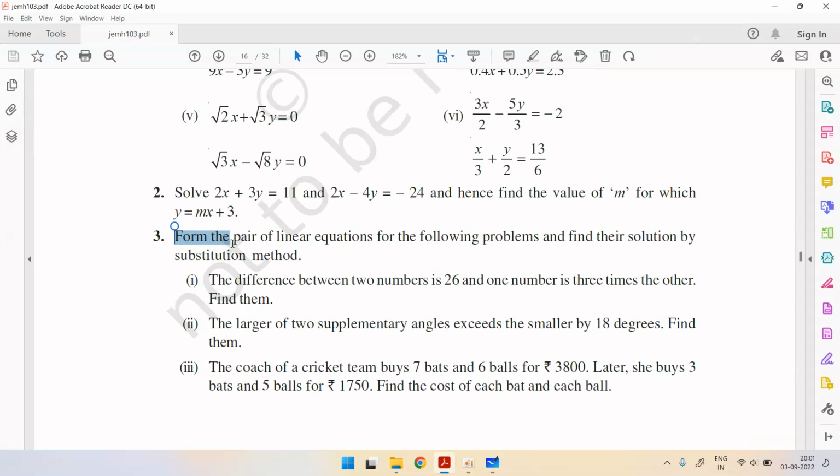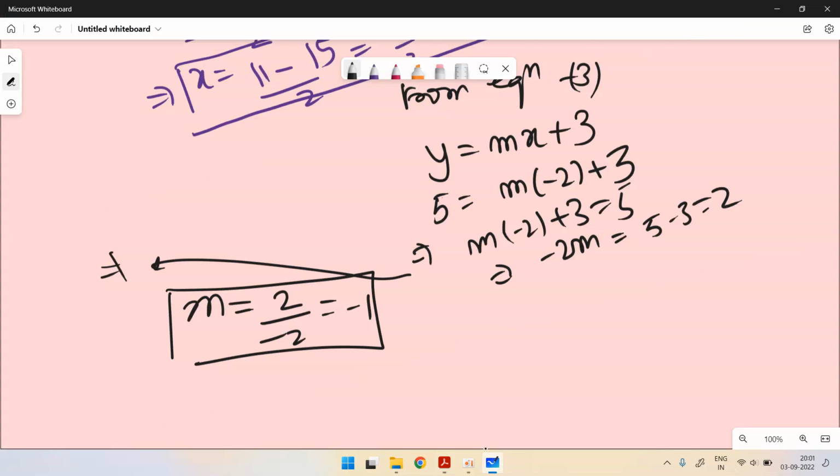This one is also over. Now question number 3. Form the pair of linear equations for the following problems and find their solution by substitution method. It is written that we need to solve only by the substitution method. So how will you solve? By the substitution method. Now the first part: the difference between two numbers is 26. If one number is 3 times the other, find them. So it is given that the difference of the two numbers is 26. Question number 3, first part.